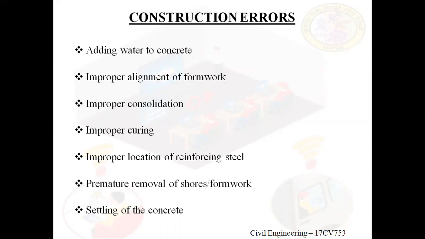Next, premature removal of formworks. We know nowadays, to continue the work, they reuse the formwork materials. They remove the formwork very shortly, that is after 6 days, 7 days, and 8 days. So this is the meaning of premature removal. This should not be done. This comes under the construction error.